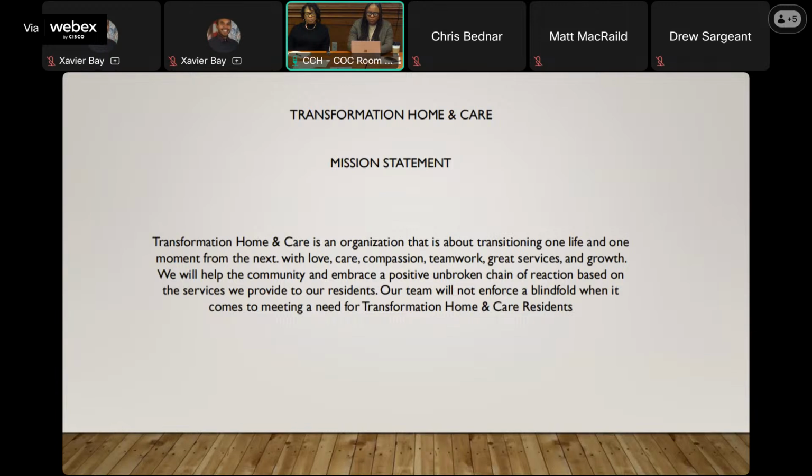We want to get them back into the community with their families, with their loved ones. We want to improve their lifestyle of living. So that's the whole point of having the residents in this home. We want them to come as they are, but we don't want them to stay as they are.